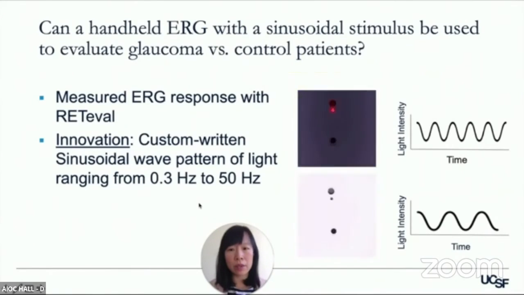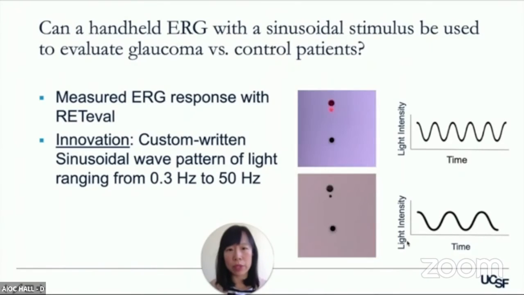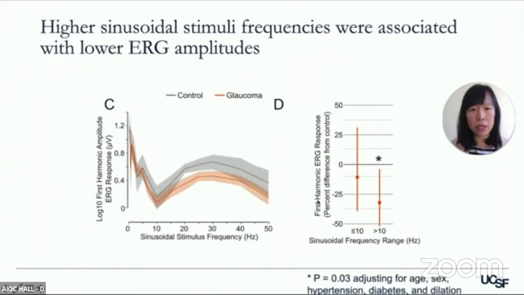We enrolled patients into a study using the handheld Reteval device to measure ERG responses. And we used a custom-written sinusoidal flicker wave pattern of light, high frequency and low frequency. These are example waveforms from a patient and show that at high frequencies, there is a decrease in the ERG response shown here in orange as compared to the control in gray, whereas at low frequencies, there is no difference. And this was true when we looked at ERG responses as a function of stimulus frequency with greater separation at the higher frequencies. And when we looked at lower than 10 hertz versus greater than 10 hertz, glaucoma patients exhibited a decreased ERG response.